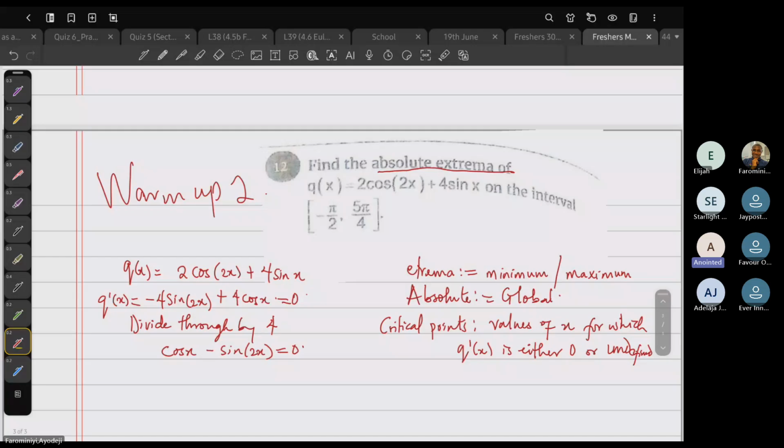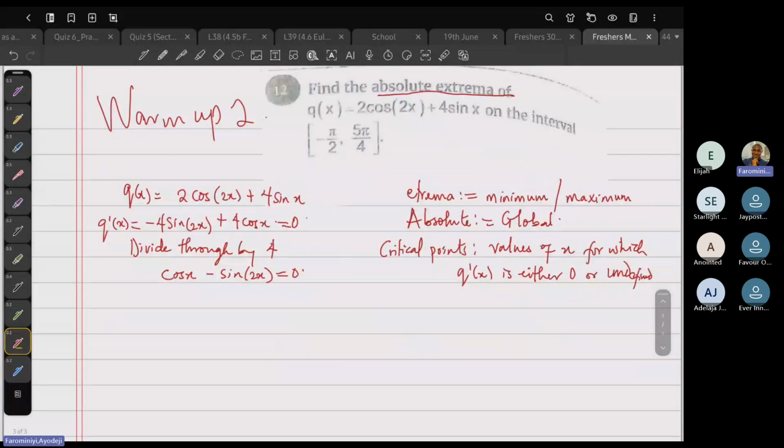I think using trig identities. Good. So which identity do you have in mind? Sine 2x will equal 2 sine x cos x. Yes, that is what I'm looking at. Beautiful. So we recall that sine 2x is equal to 2 sine x cos x.